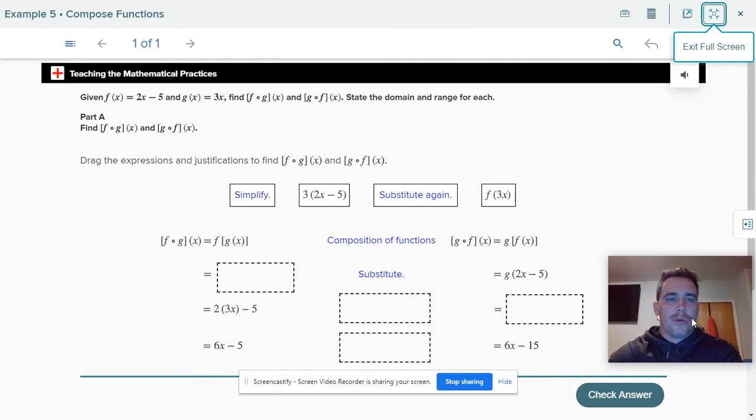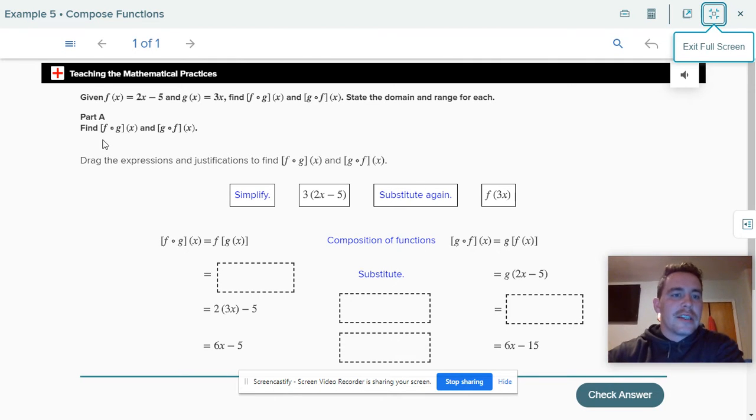We're working on 6.1 today, example number 5. We're composing functions, which means we're taking two functions and instead of inserting something like x equals 2 or x equals 3, we're inserting an entire function in that place.